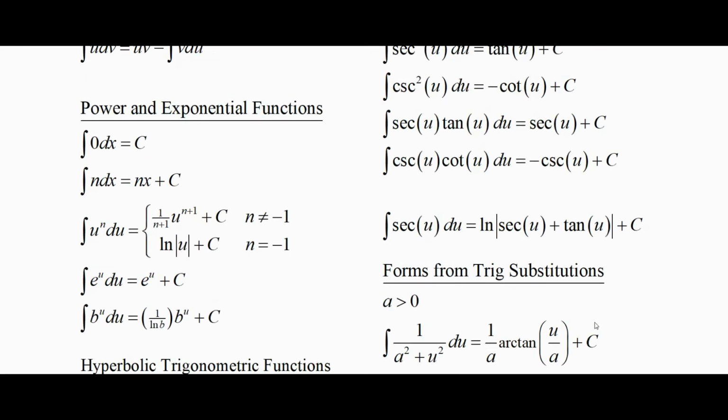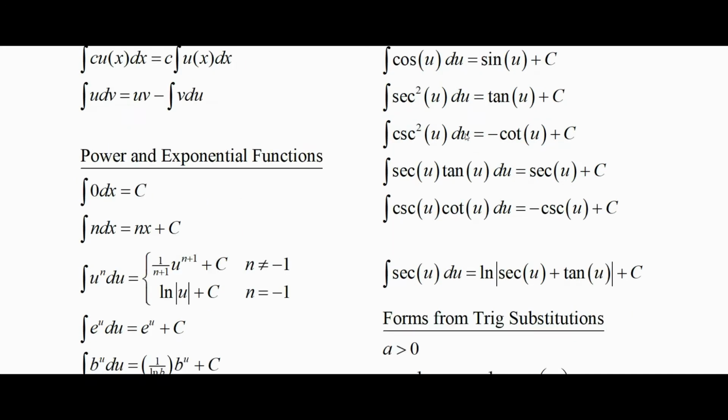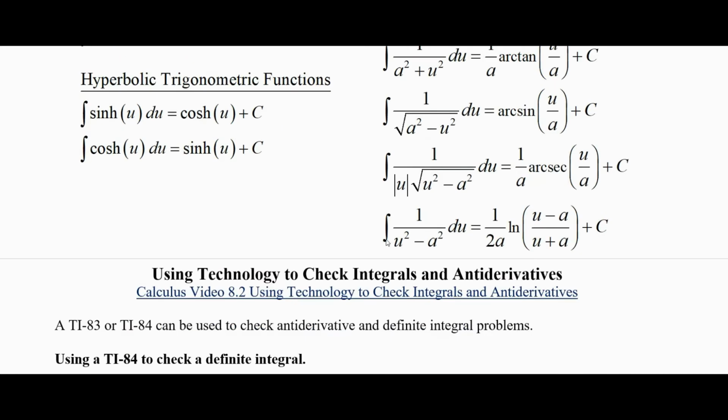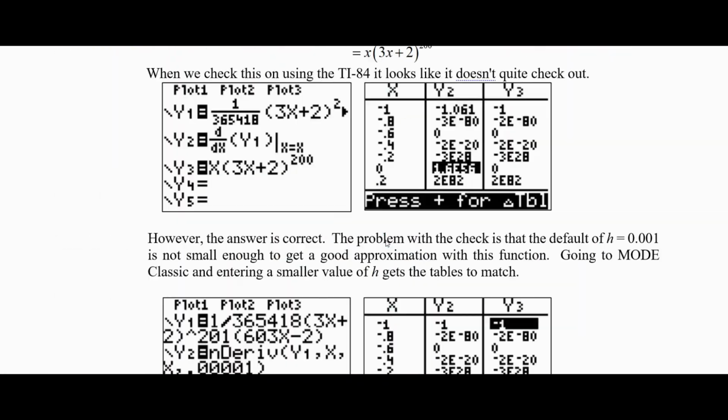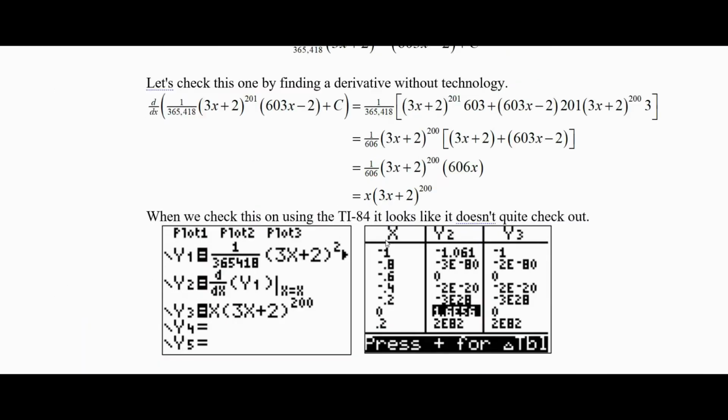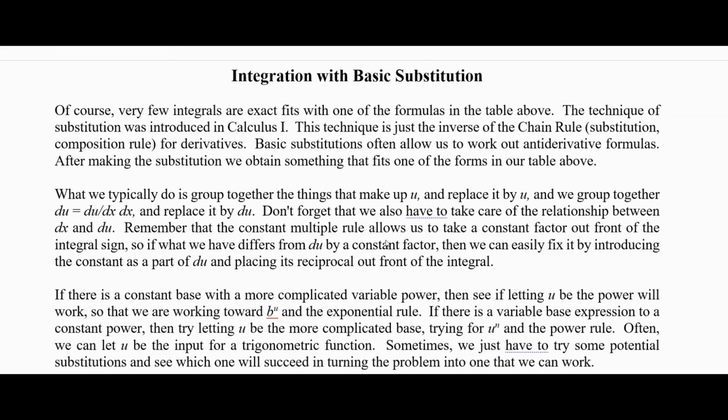But what we often do is we do some sort of substitution. And so we have to substitute to get it to look like one of those in the table. Okay, and this technique of substitution was introduced in Calculus 1. It's in my playlist 5, Unit 5. And this technique is just the inverse of the chain rule for derivatives from Calculus 1. Chain rule could also be known as the substitution rule or the composition rule. So basic substitutions often allow us to work out antiderivative formulas.